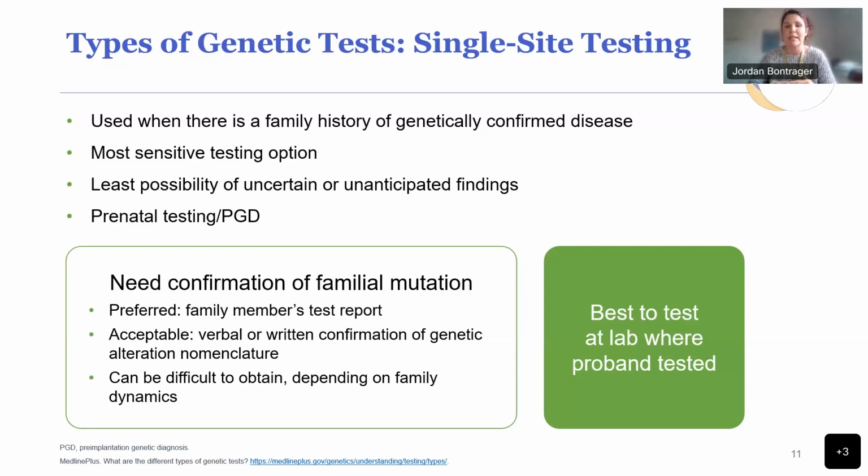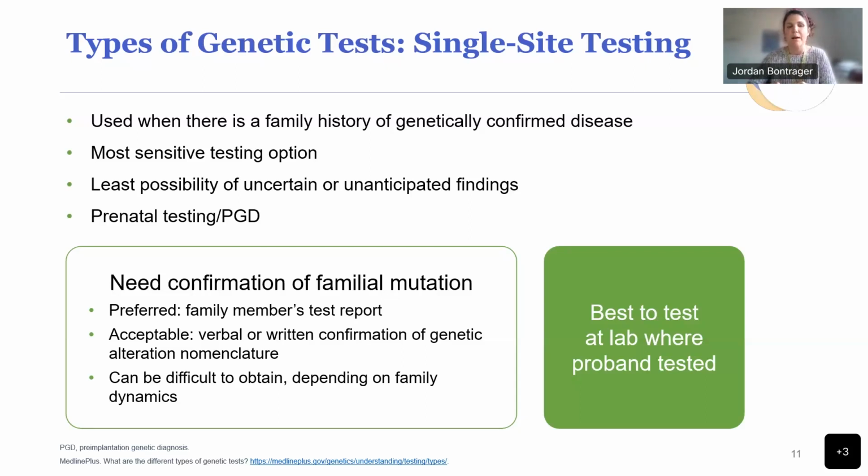So this is going to be most sensitive because we know we're looking at the exact spot where that mutation is. So a true negative we can really feel confident in, versus if we don't have that test report, it could be that we're missing something due to test limitations. There's the least possibility of uncertain findings or unanticipated findings with this because, again, we know exactly what we're looking for.